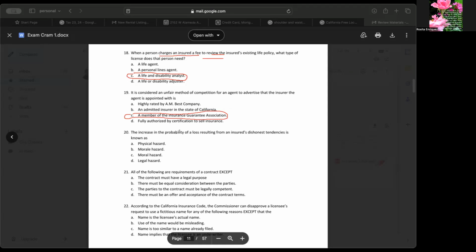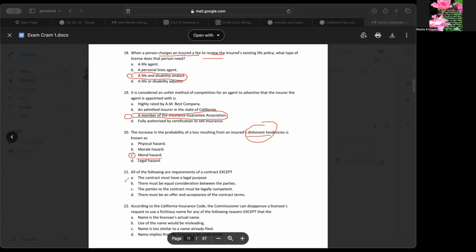the increase in the probability of a loss resulting from an insured's dishonest tendencies is known as... So here the word dishonest brings us to the keyword in our answer, which is C, moral hazard. So it's not morale, right? Not with an E. It's not morale, the thoughtful state of morale. No, we're talking about moral hazard, no E.